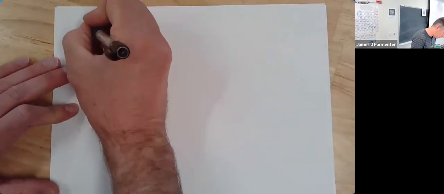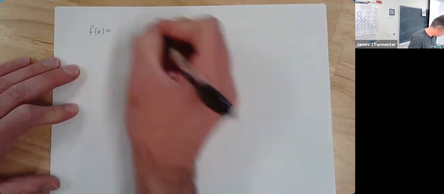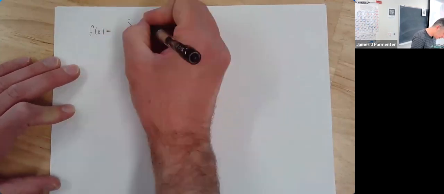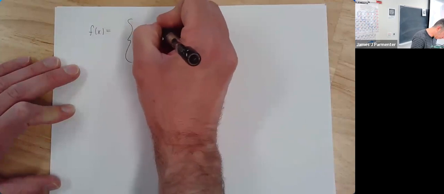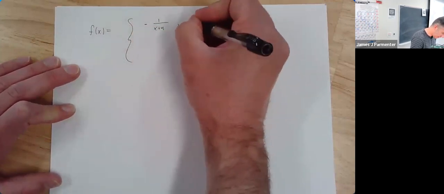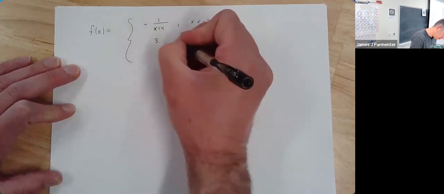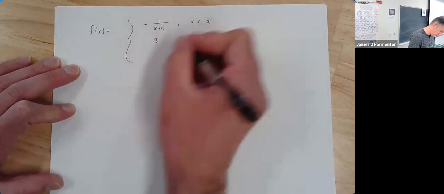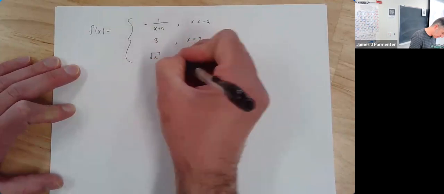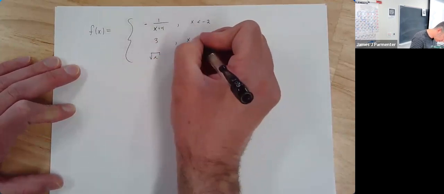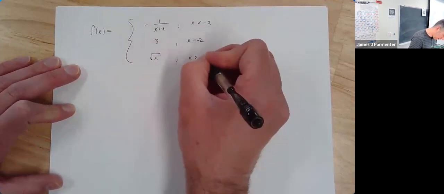Let's look at this question I came up with, and then we can get going. So let's say we have the following. Your function f of x is -1 over x plus 4 when x is less than -2, 3 when x is equal to -2, and square root of x when x is greater than -2. Sorry, -2, I apologize.